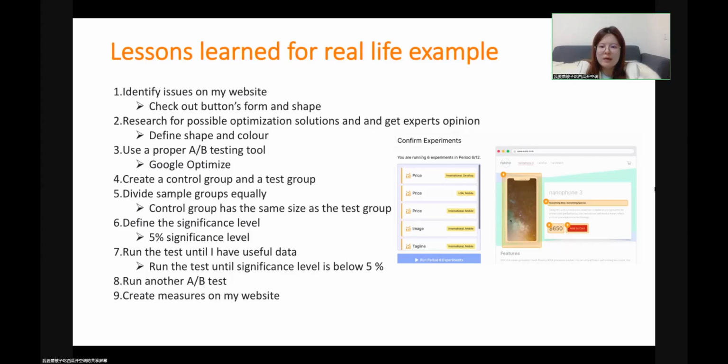Then we will run our experiment until we have enough informative and useful data, and the result with the p-value which is below 5%. After the experiment, we will test another version of the checkout button and get the latest design version. Finally, we will change the checkout button on the website depending on the results of A/B tests.